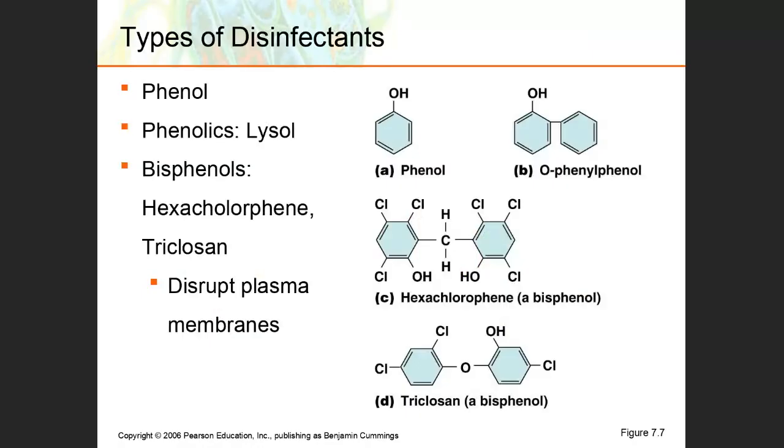When it comes to types of disinfectants, a phenol was one of the first things used. It is effective. It's also toxic. So simple phenol has been modified: orthophenylphenol, which is the active ingredient in Lysol and Amphyl. The bisphenols are basically a much larger molecule, like hexachlorophene and triclosan.